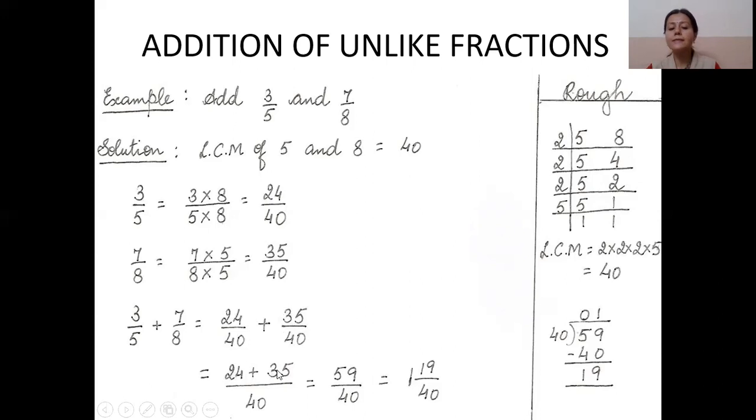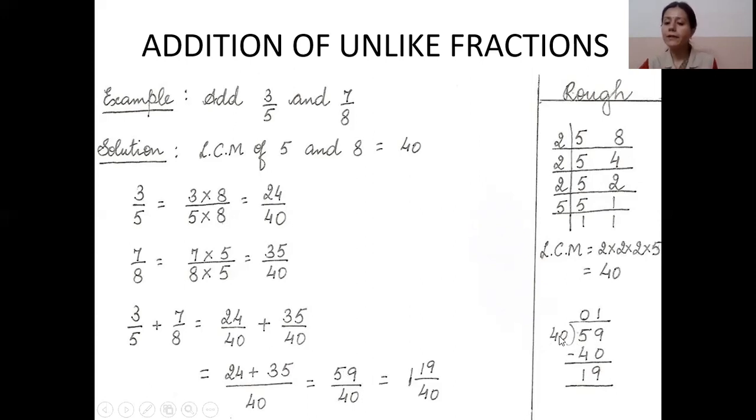So 24 plus 35, the denominator will remain the same, that is 40. Now 24 plus 35, beta. 24 plus 35 is equal to 59. So your answer will be 59 upon 40. Now children, 59 upon 40 is your improper fraction. Numerator is greater than the denominator. So this is improper fraction. So beta, you will convert it into mixed fraction.